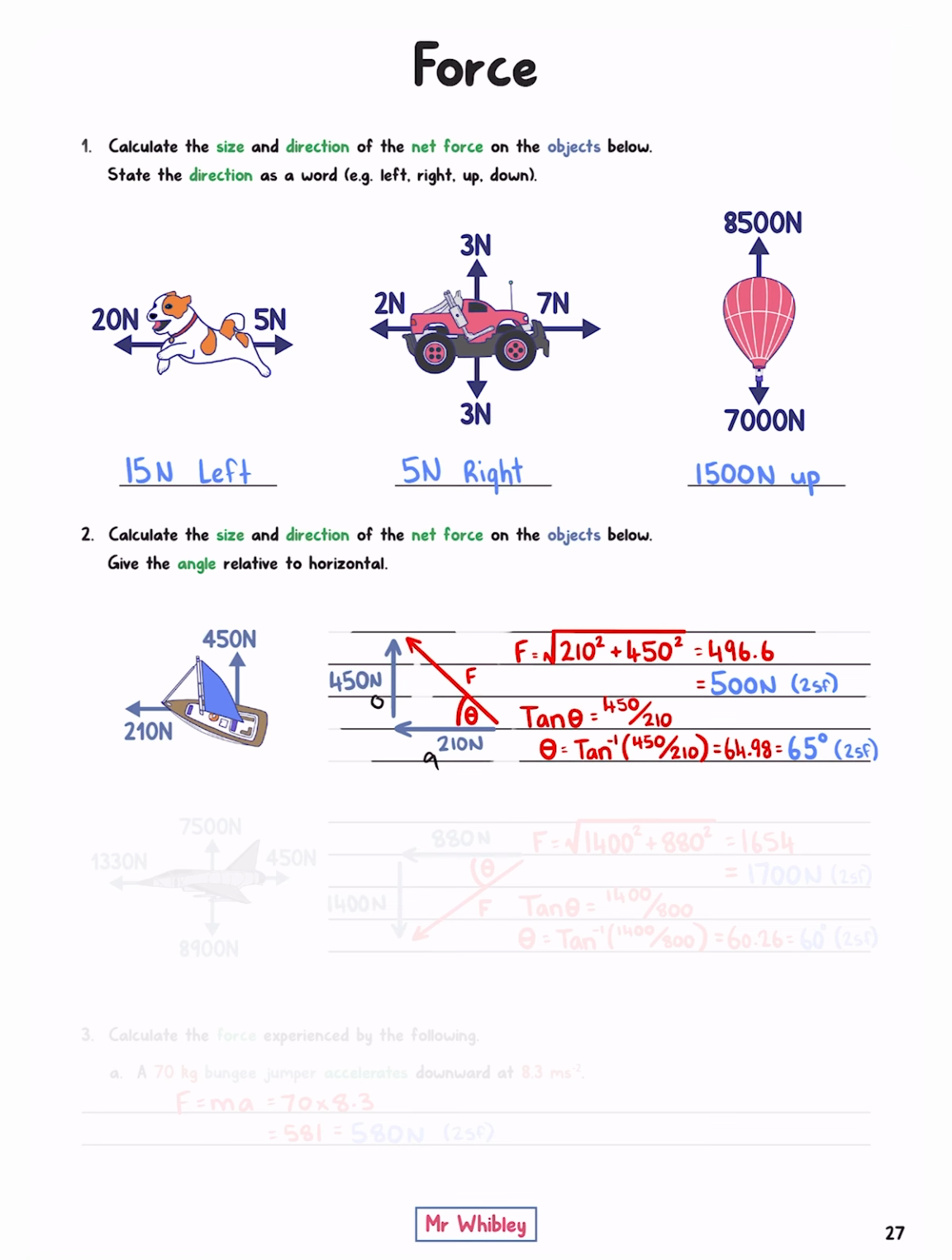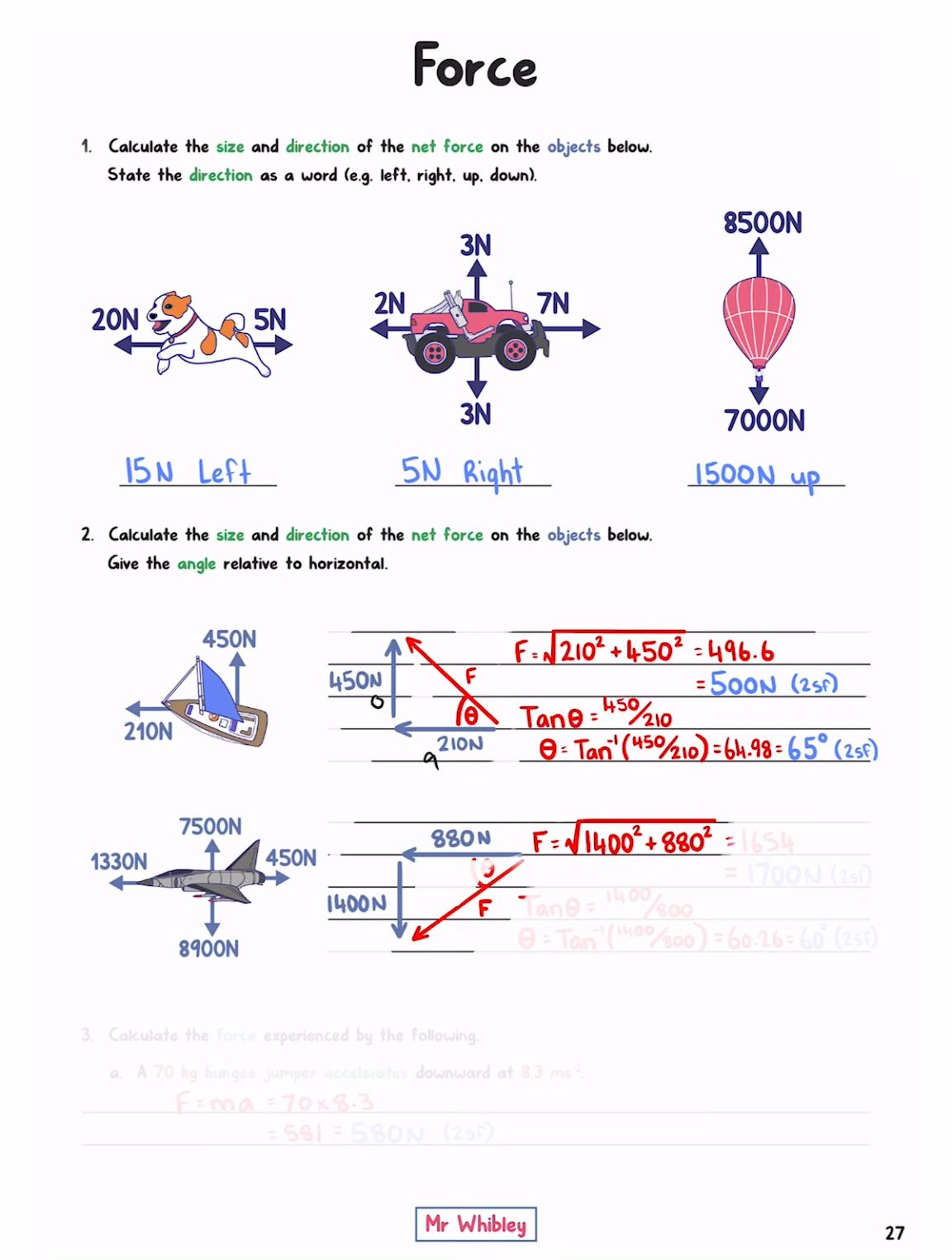We have a fighter jet with an upwards force of 7,500, downwards of 8,900, a force of 1,330 to the left, and 450 to the right. That gives us an unbalanced force of 8,800 towards the left, and vertically 1,400 newtons downwards. We can once again calculate our total force by using Pythagoras, which gives me 1,654, or 1,700 newtons to two significant figures.